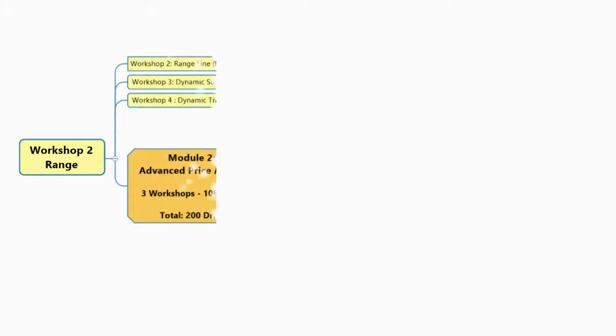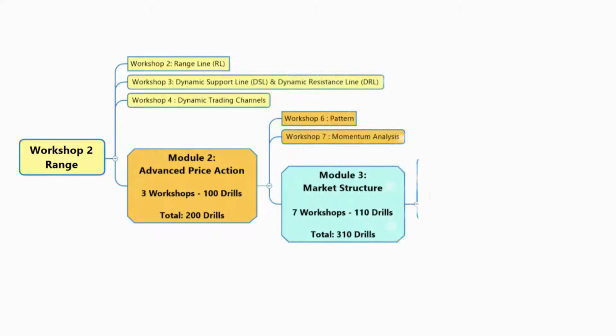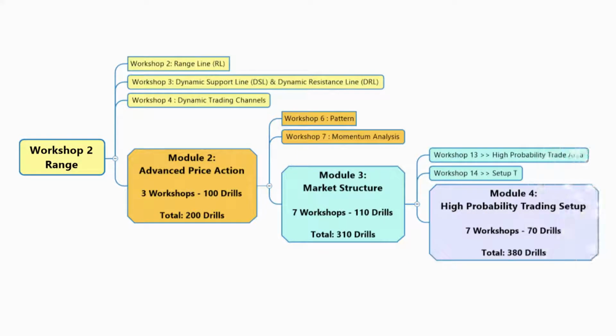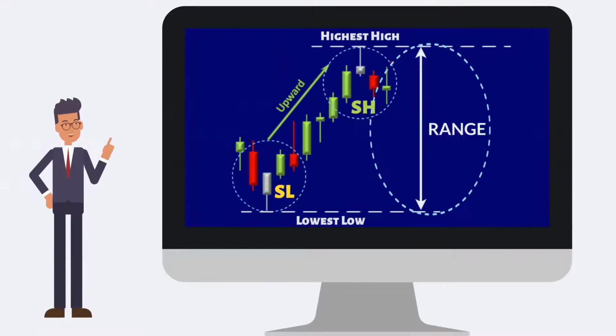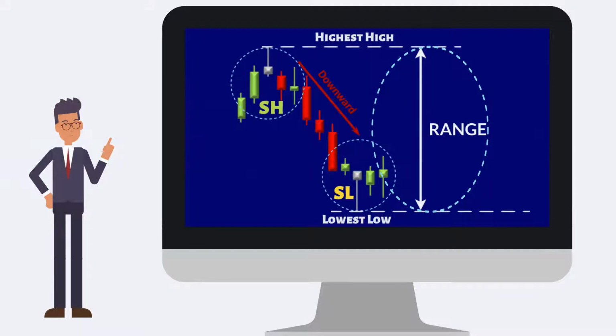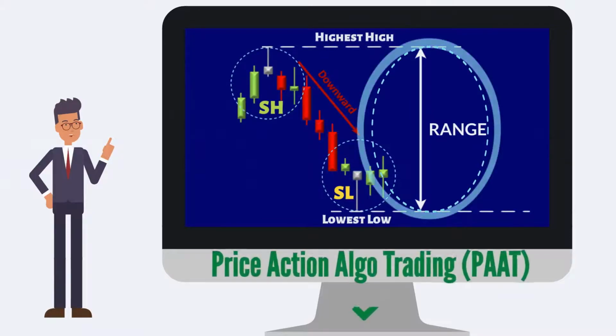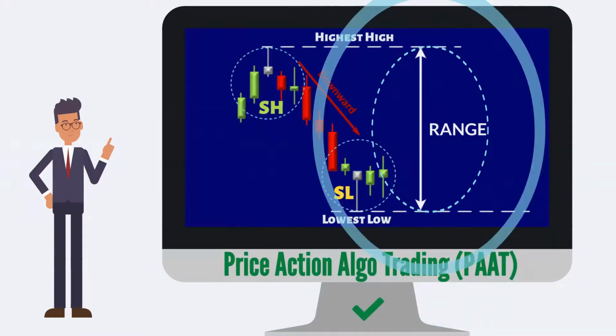Therefore, the range is an important part of advanced price action, market structure, momentum analysis, and one of our algo entry conditions, which will be discussed in details in subsequent modules. Let's first become familiar with the process of measuring the range of each swing objectively, which is the fundamental part of our price action algo trading system.